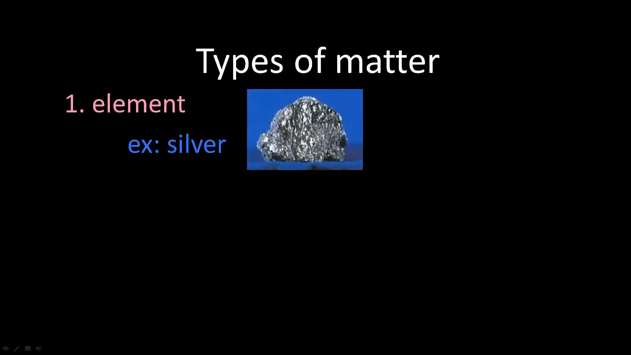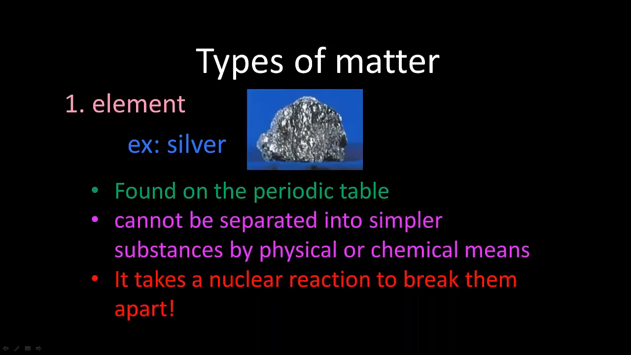So in our pure substances, we have 2 types. We have an element. An example of this would be silver. It is found on the periodic table. It cannot be separated into simpler substances by physical or chemical means. It takes a nuclear reaction to break them apart. So in order to break a silver atom into smaller pieces, we have to break the nucleus apart.